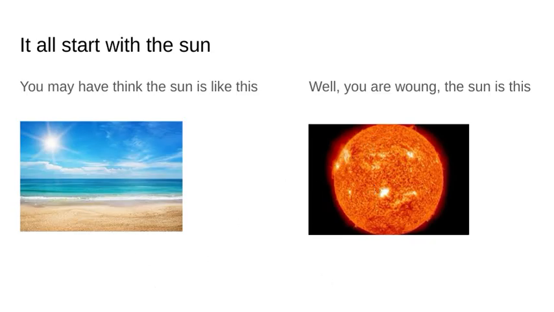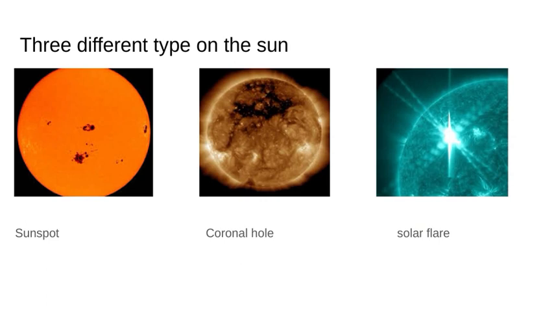And here's the reason why: there are three different features on the sun that can happen every once in a while. First off, we've got sunspots. You can see the black spots on the sun right there. Then we've got coronal holes, with that thing right there. And last but not least, we've got solar flares, which is this star-like radiation right here. This is the burst of radiation. So we're going to get started with sunspots.